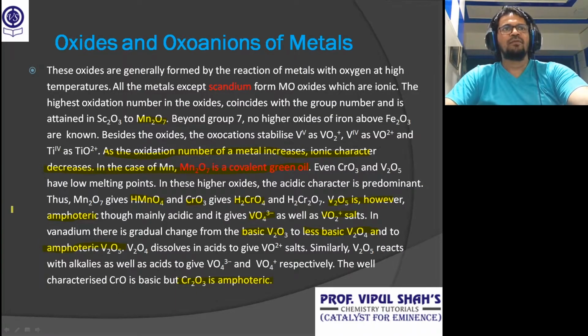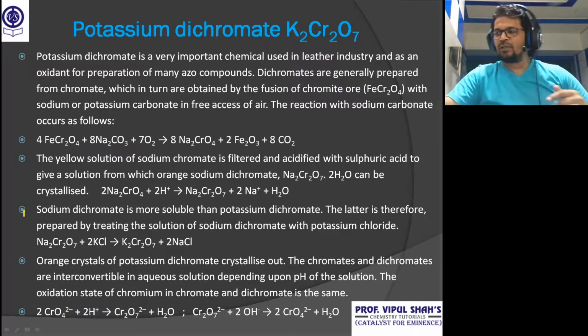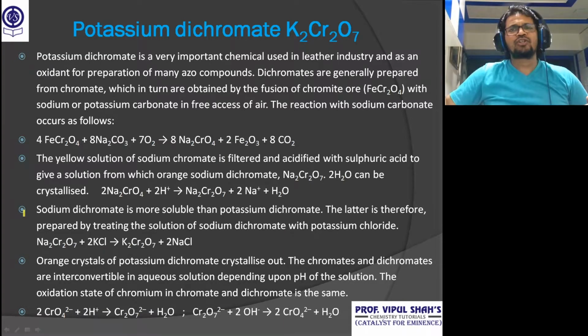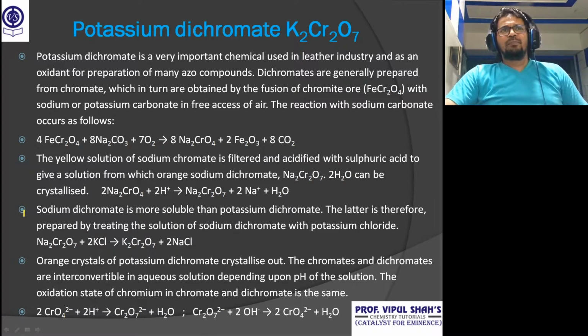So these two important points to gauge from these oxides: V2O5 and Cr2O3 are both amphoteric in nature. Okay, that's one. Next, what we have to talk about now is two compounds: potassium dichromate and potassium permanganate, along with their methods of preparation. Observe this carefully. Now how is it prepared? It's prepared from the ore. Just see the slide, please.